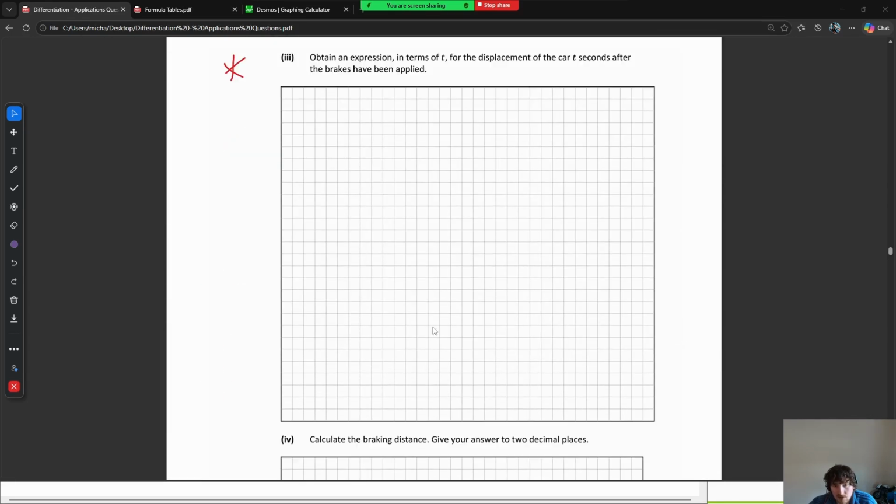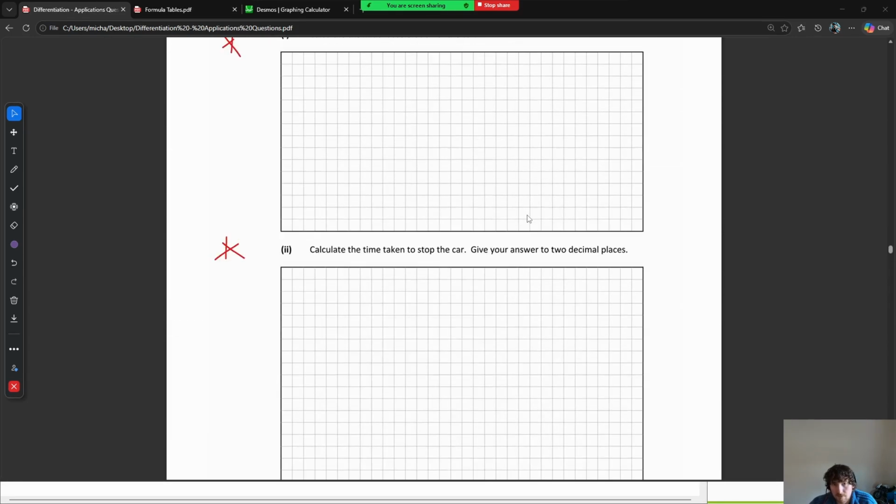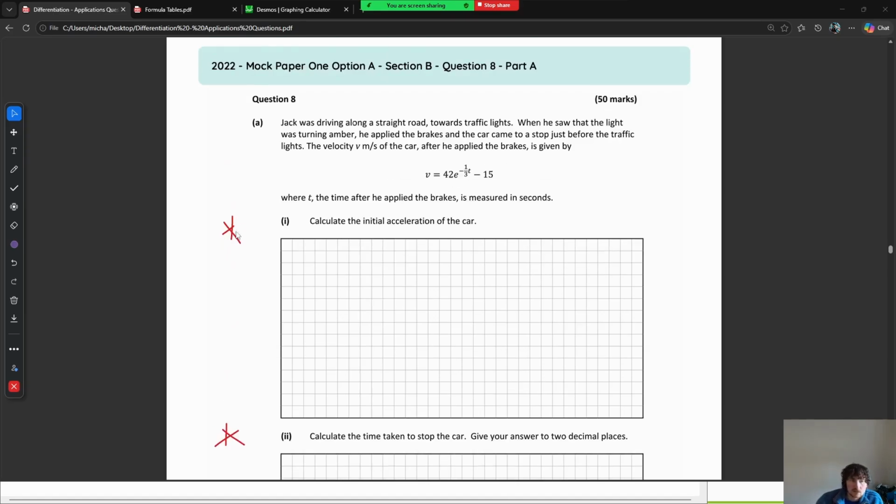You can obviously pause and try these parts as well after you've tried these parts. So pause and give those a go, and I'll just crack into them. These are very important. These can come up, and you need to be comfortable with your S, V, and A, and how they relate. You know, that V is ds dt, and so on and so forth. A is dv dt, that kind of thing. So revise that in your book if it doesn't make sense.